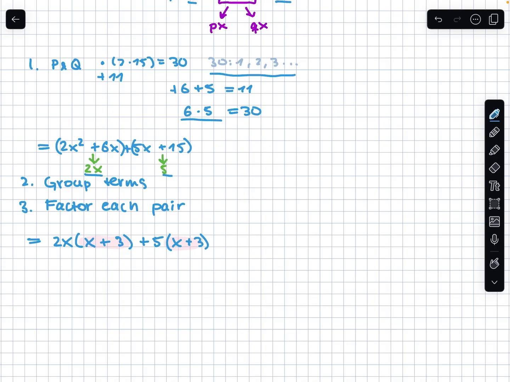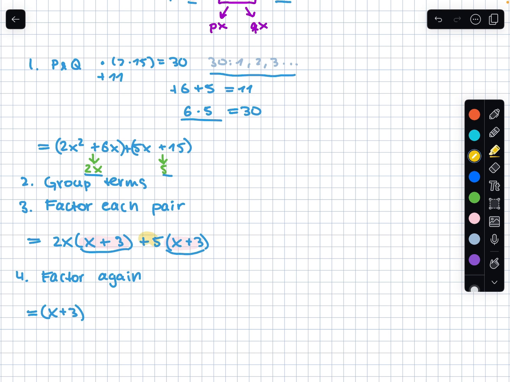Now, moving on to the final step, you're going to have to factor again. So you'll want to take this same bracket and write it down at the start just once, and then take whatever is left and put it in the bracket together. So I have 2x plus 5. And there you go. That's the expression factorized.